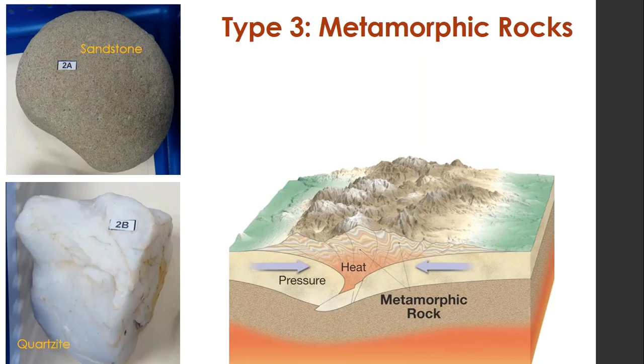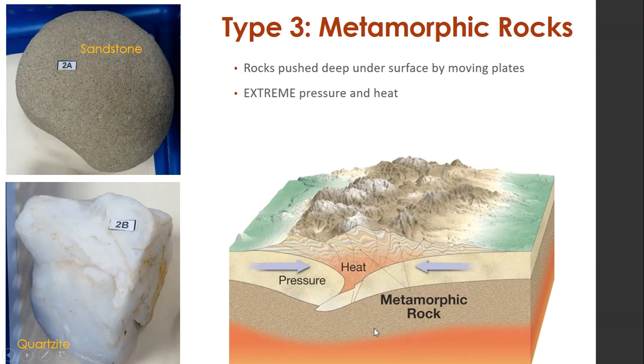And the third type of rock is metamorphic rock. And so that's rocks that are pushed deep under the surface by moving plates. So you have two plates here. One is subducting under the other. You have this rock that's being pushed underneath and a ton of pressure that is pushing on this rock. And so from extreme pressure and heat, it gets morphed, ergo the name metamorphic, to change its form.